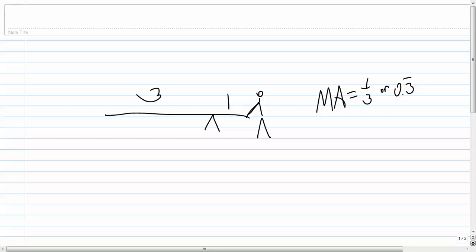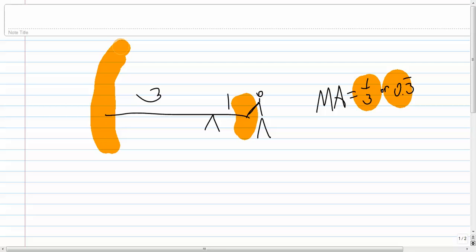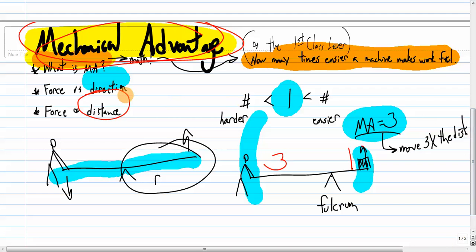So now we would move this end this much, and it would feel really difficult, 3 times harder. But what would the benefit be? The benefit would be that you could move the object 3 times farther, because when this end of the lever moves this far, this end moves 3 times farther. So that's the basic idea of mechanical advantage. There is a relationship between force and distance, and machines can also change the direction of the force you apply.